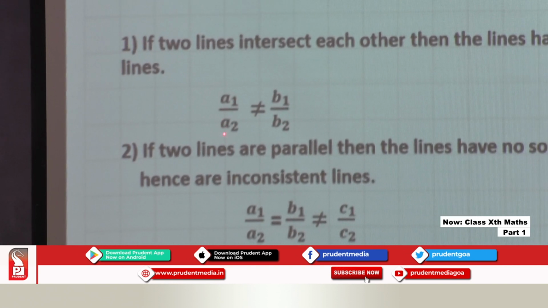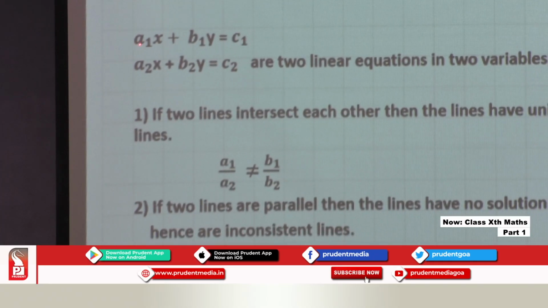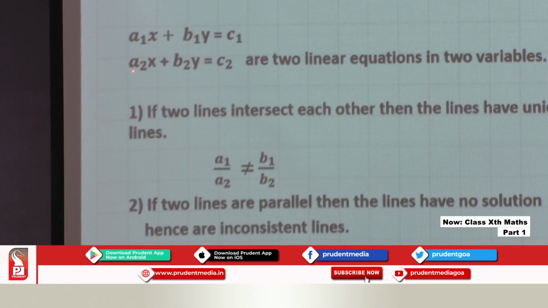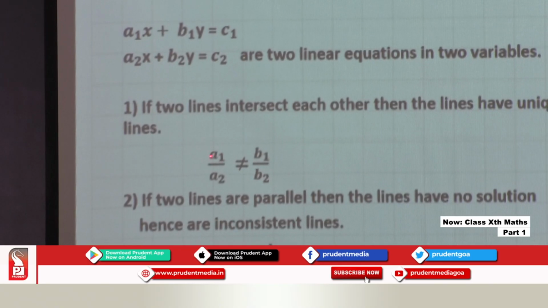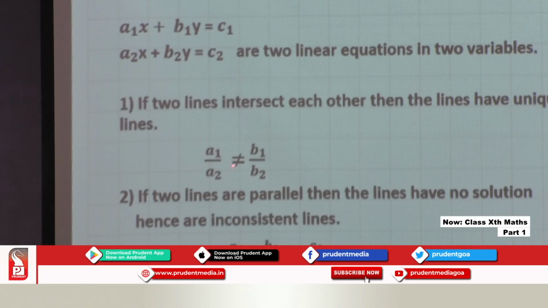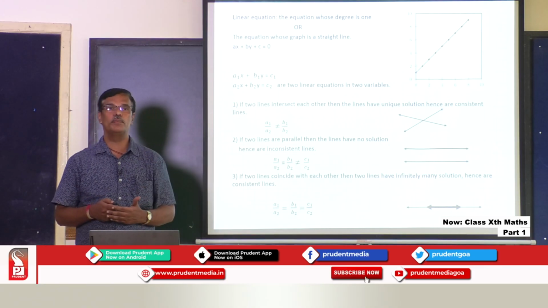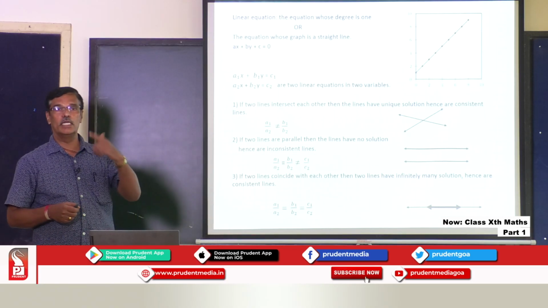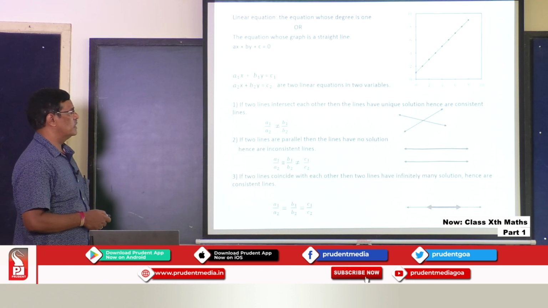What is a1 upon a2? a1 and a2 are the coefficients of x, b1 and b2 are the coefficients of y. So it is the ratio of coefficients of x not equal to the ratio of coefficients of y. That is, a1 upon a2 not equal to b1 upon b2. This is the condition for a unique solution. Now let us have the second one.